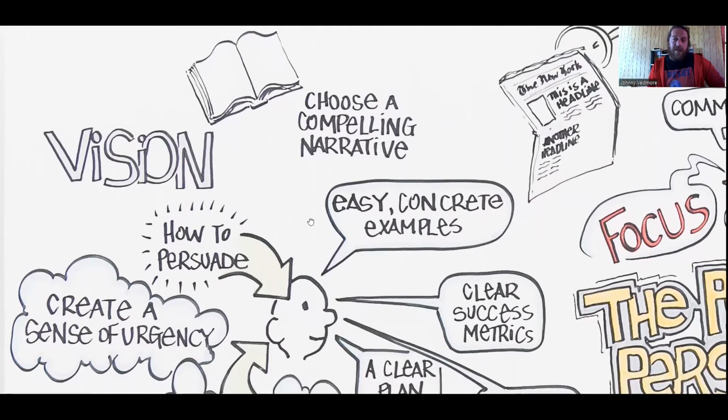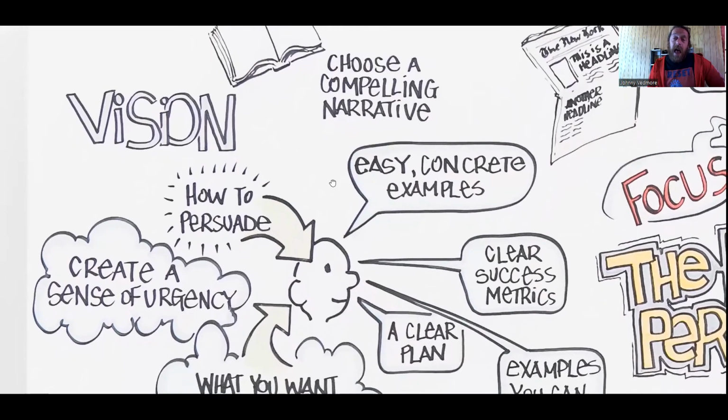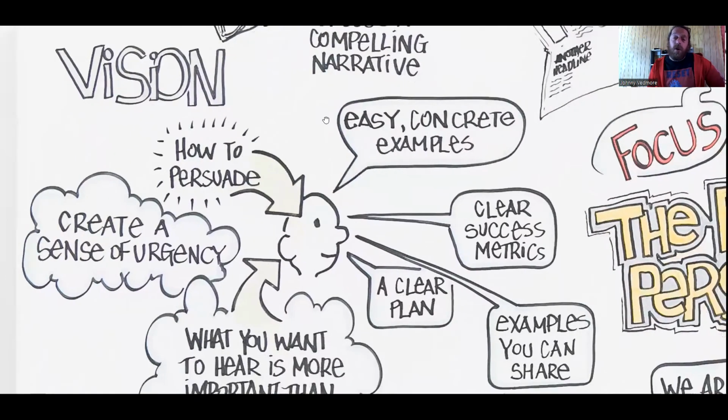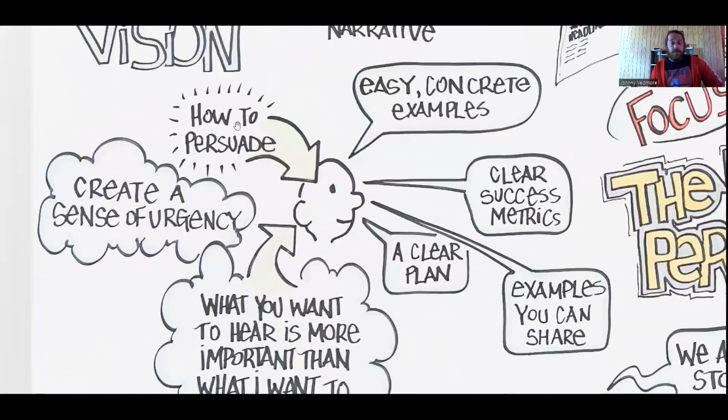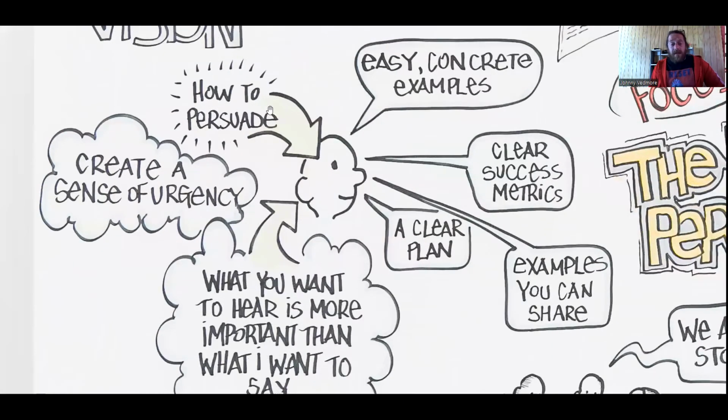Choose a compelling narrative. That's how they start this off. They want to choose a compelling narrative. Oh, how to persuade. Look, this arrow goes directly into the brain. How to persuade. How to tell the truth. How to be honest. No, how to persuade.